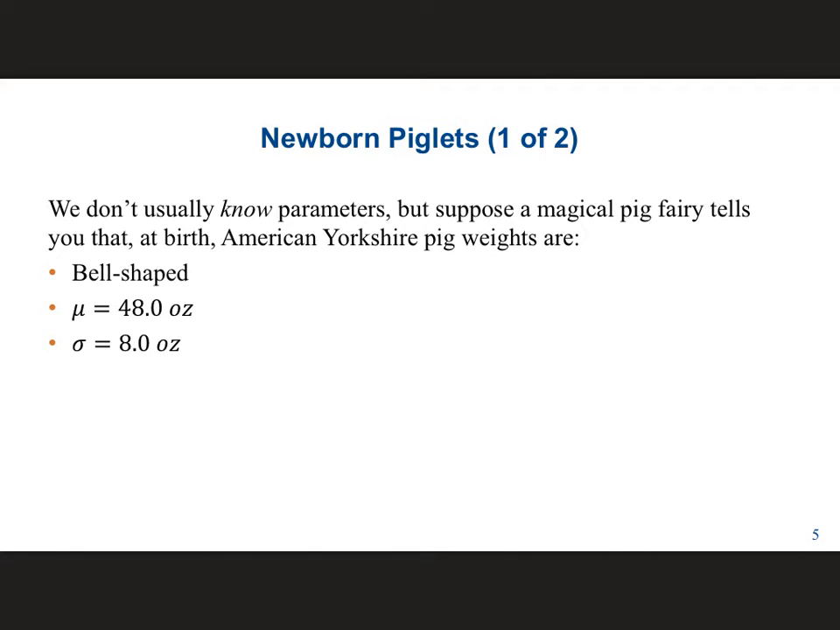We don't usually know parameters, but let's suppose a magical pig fairy tells you that at birth American Yorkshire pigs' weights are bell-shaped, with a mean of 48.0 ounces and a standard deviation of 8 ounces.